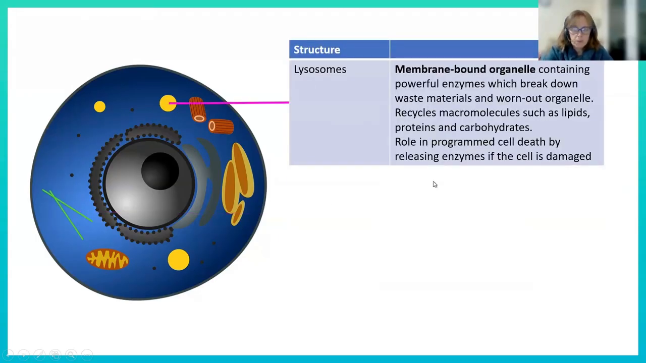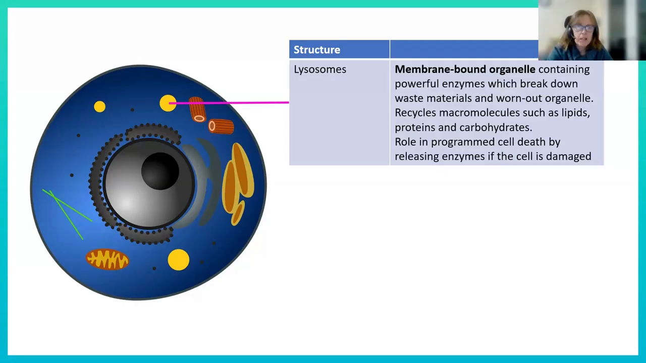Right, lysosomes. What these are is membrane-bound organelles. So that means they're enclosed within a membrane, and they contain really powerful enzymes. Enzymes are special proteins which break down waste materials. Sometimes enzymes make things, but these ones break things. And you've probably heard of enzymes in school when you talked about digestion. You might remember learning about digestive enzymes like salivary amylase or proteases in the stomach, for example.